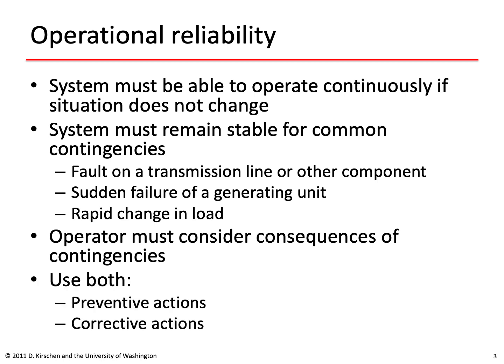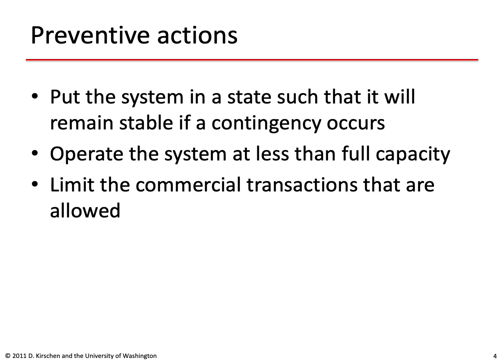Now, the operator must consider the consequences of these contingencies and take actions, and it's going to use both preventive actions and corrective actions to deal with these contingencies. The idea of preventive action is that the operator should put the system in a state such that it will remain stable even if a contingency occurs. Now, taking these preventive actions means operating the system at less than full capacity, keeping some security margin. But doing that will limit the commercial transactions that this system operator will allow.